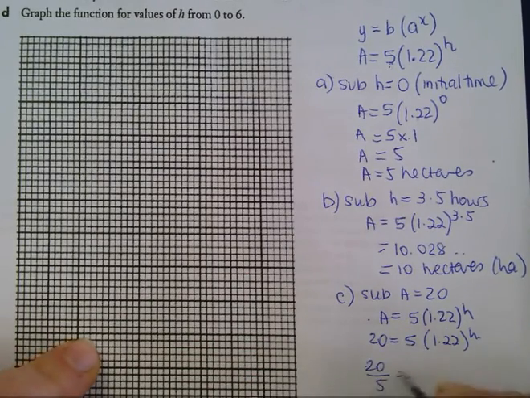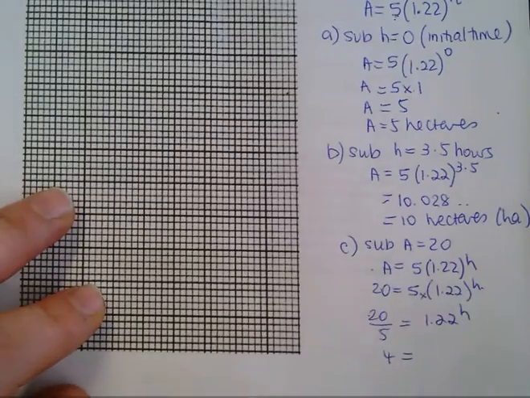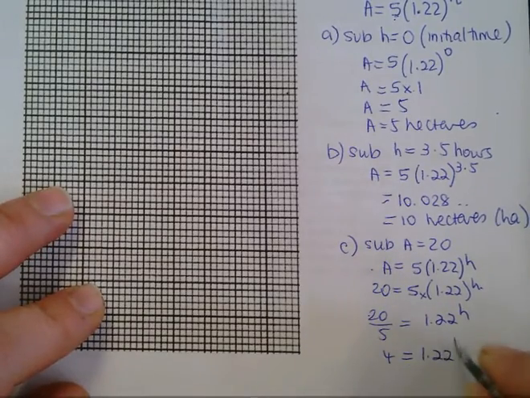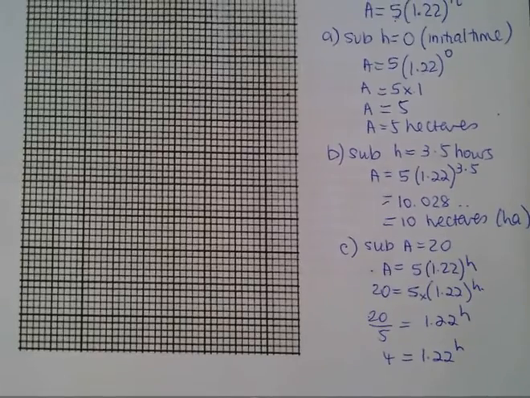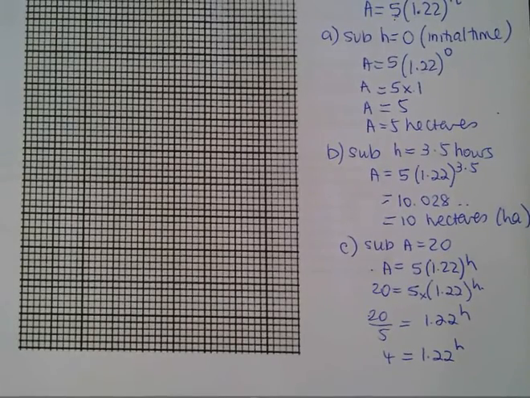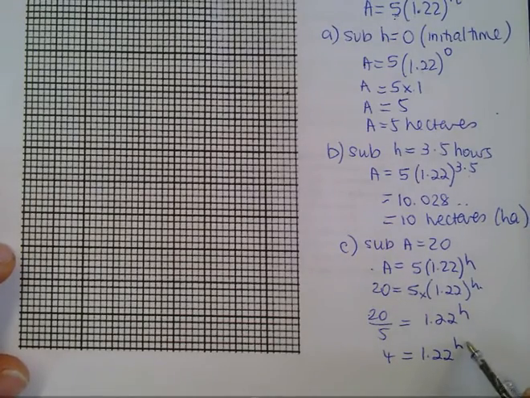So 20 over 5 equals 1.22 to the power of h, because this is 5 times that. So 4 equals 1.22 to the power of h. Now, the only way to do this would be guess and check, but guess and check is out. But we're going to just practice it anyway. So it's obviously going to be bigger than 3.5. You could try, say, 4 or 5. You might try 5. All right, so try h is 5.